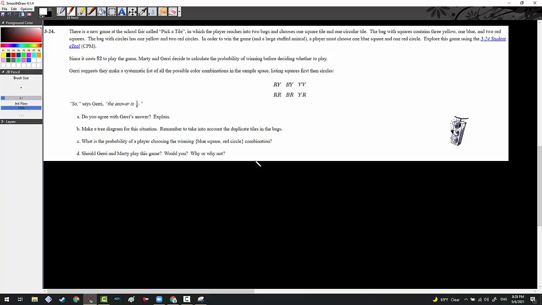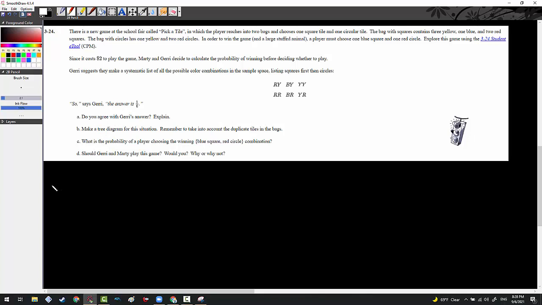So we got to explore the game using the E tool, but the game costs $2 to play, and we have to decide whether or not we're going to play this game. So Jerry suggests to list all the combinations and the circles. Jerry says the answer is 1/6. Do you agree with Jerry's answer? Probably not, right? Because the probability of choosing this assumes all of the probabilities are equal, but clearly the probability of choosing a yellow square is higher than that of choosing a blue one. So I don't think Jerry has the right idea here. So this assumes that the probabilities are equal. They are not. So A, goodbye.